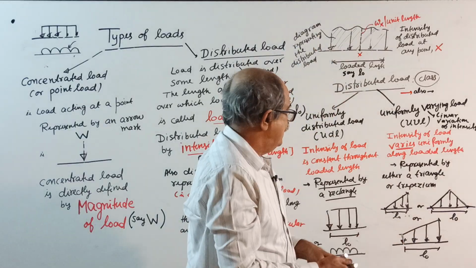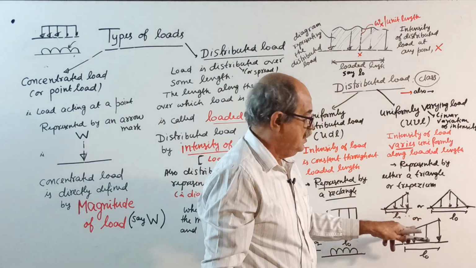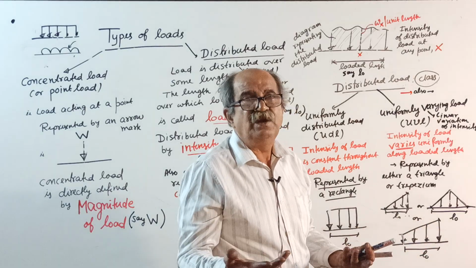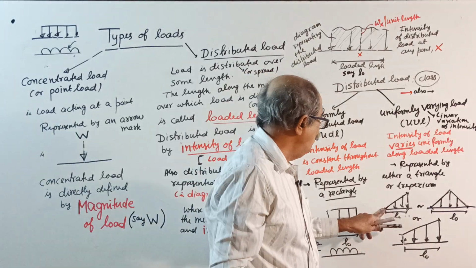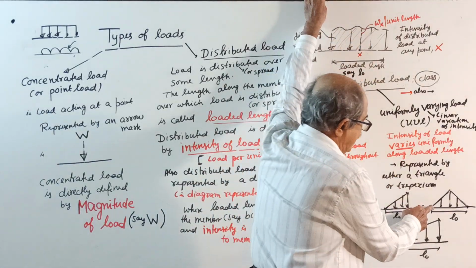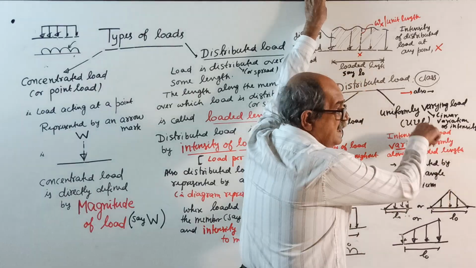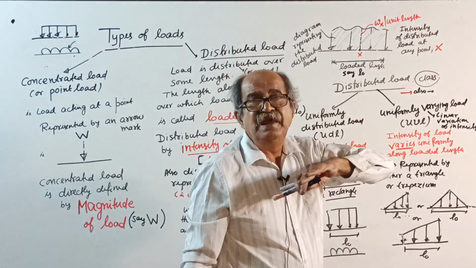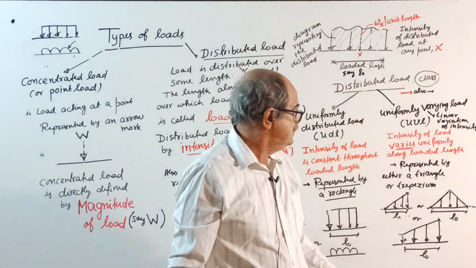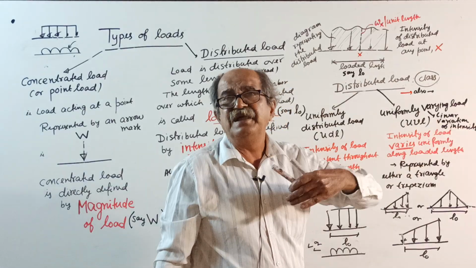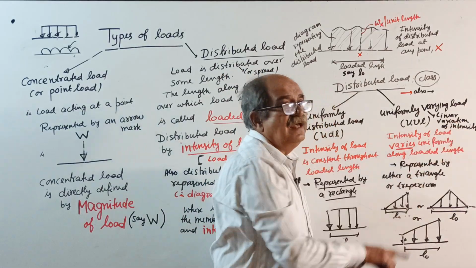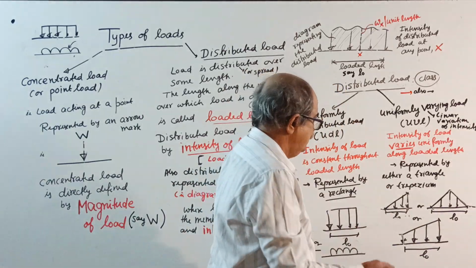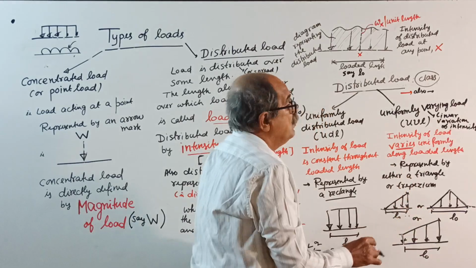It can be reverse also. Don't memorize: left side 0, right side maximum. No. And here, left side minimum, right side maximum. It is not that way. One end 0, other end maximum. One end 0 reaches maximum, again reduces to 0. Any one end minimum, linearly either increases or decreases to maximum. Or from that side you can say, this way linearly increases, that way linearly decreases. This is for uniformly varying load.